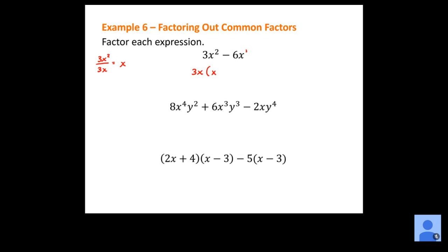Now we can do the same thing with the -6x. I'm going to take -6x. I'm factoring out a 3x, so I'm going to divide it. -6 divided by 3 is going to give us a -2. And then the x divided by x is just 1, so the x's cancel out. And so we're just left with a -2. And so I get a -2 here.